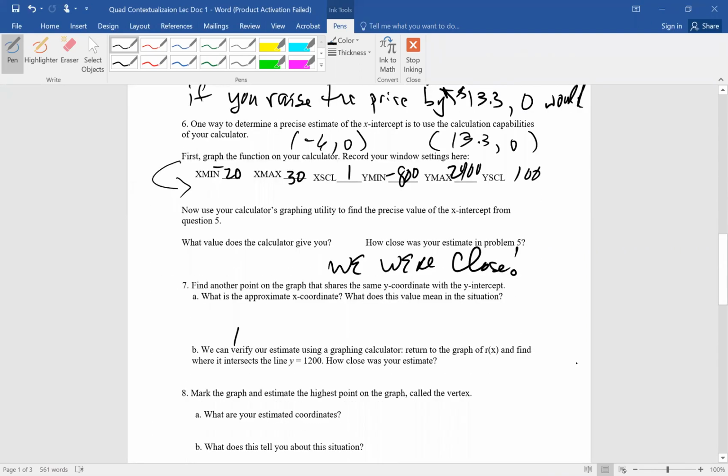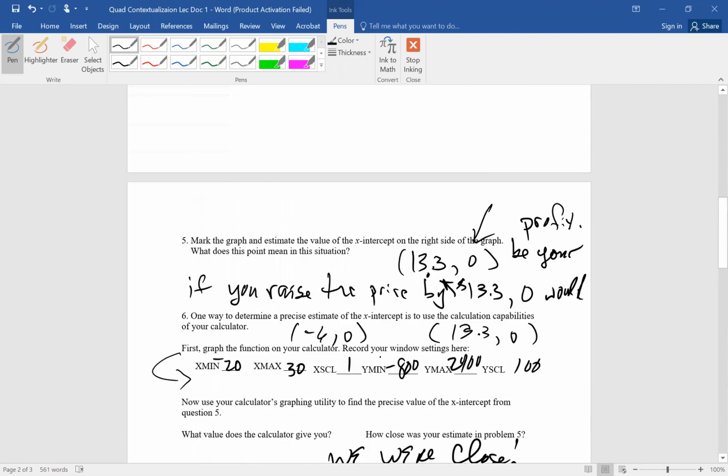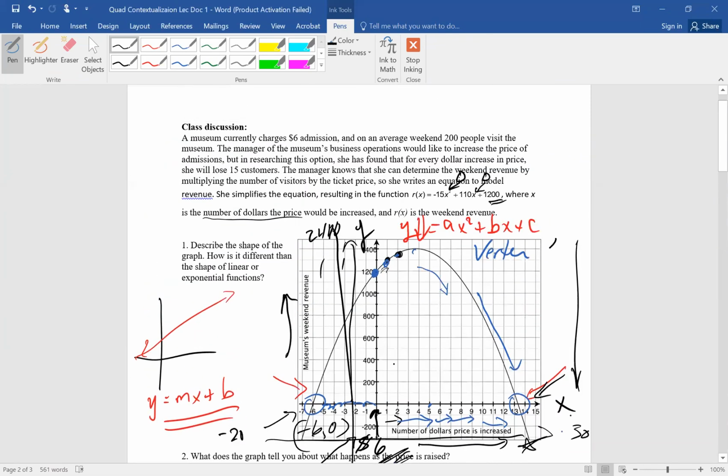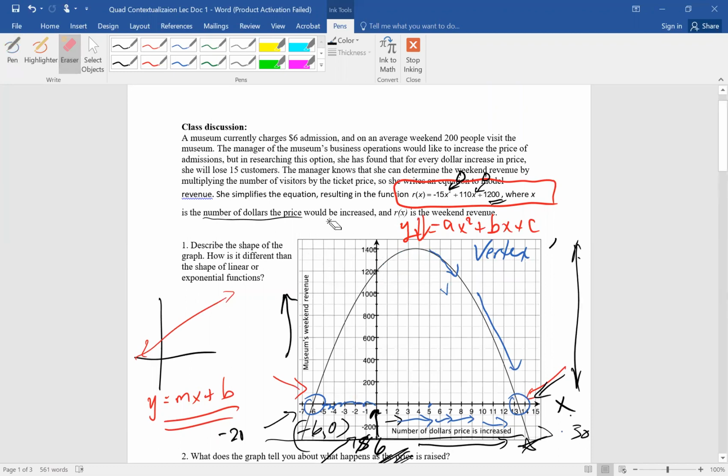And then let's see, find another point on the graph that shares the same y with the y-intercept. So what they mean with that one, and notice we can verify our estimate in the graphing calculator. So let's take a peek at what they mean. They're saying the y-intercept has a value at 1200. For 1200, this point here, if they're saying mark another point on the graph, another point on the graph would probably be right in here.